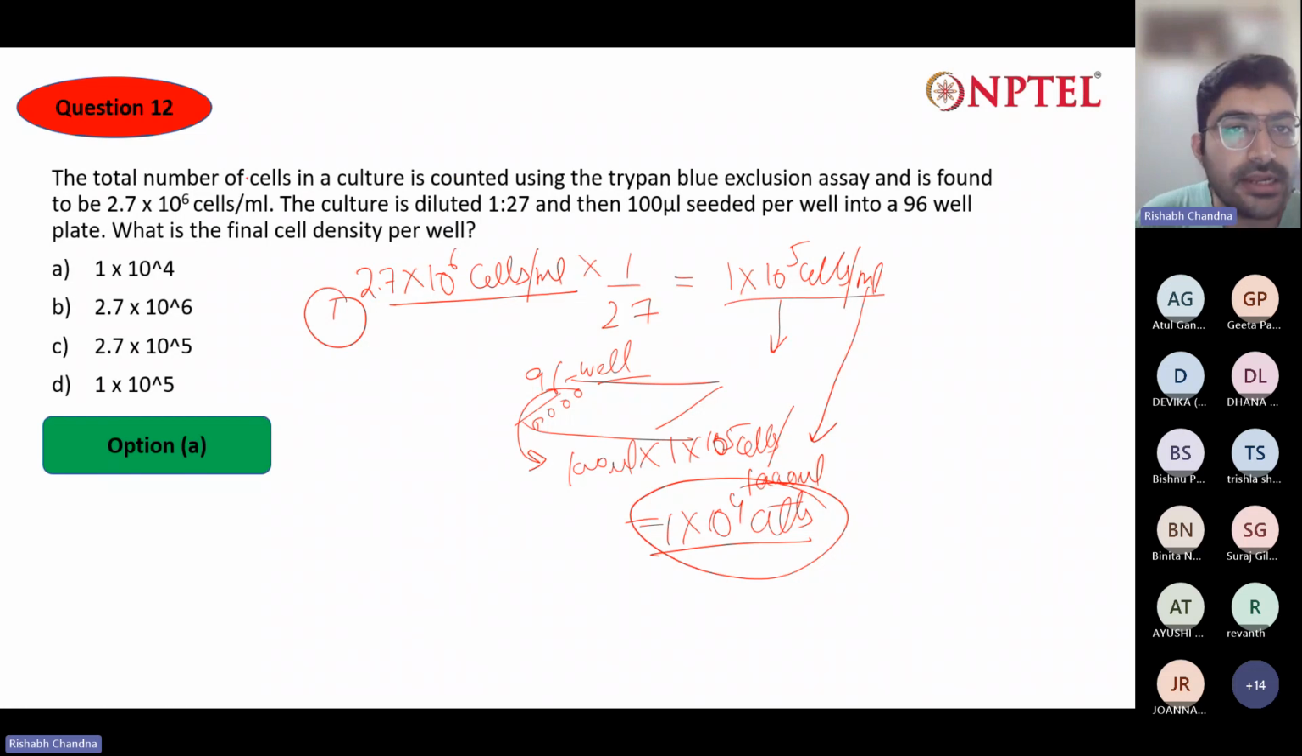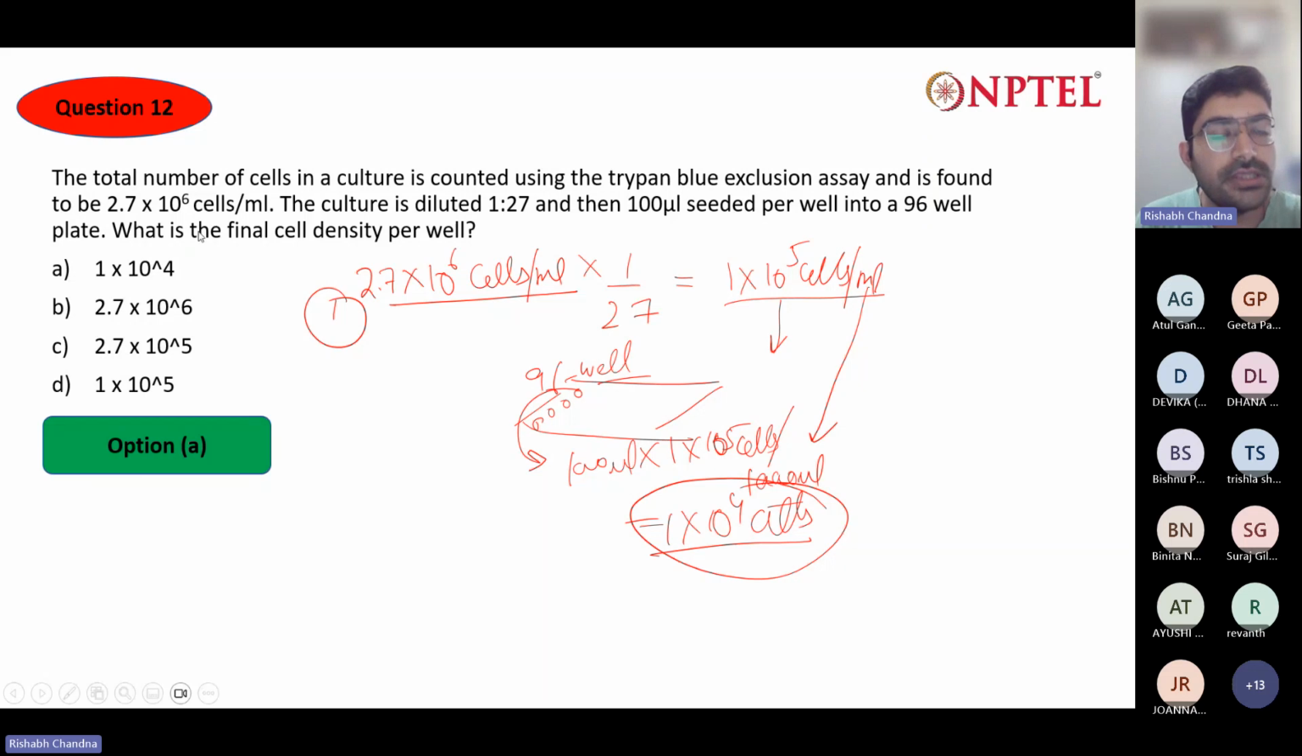As you know, the question states that the total number of cells in a culture is counted. When you counted the number of cells in a particular petri dish, they came out to be 2.7 x 10^6 cells per ml. This was done using the trypan blue exclusion method, which is used for counting the number of cells that are living or non-living.